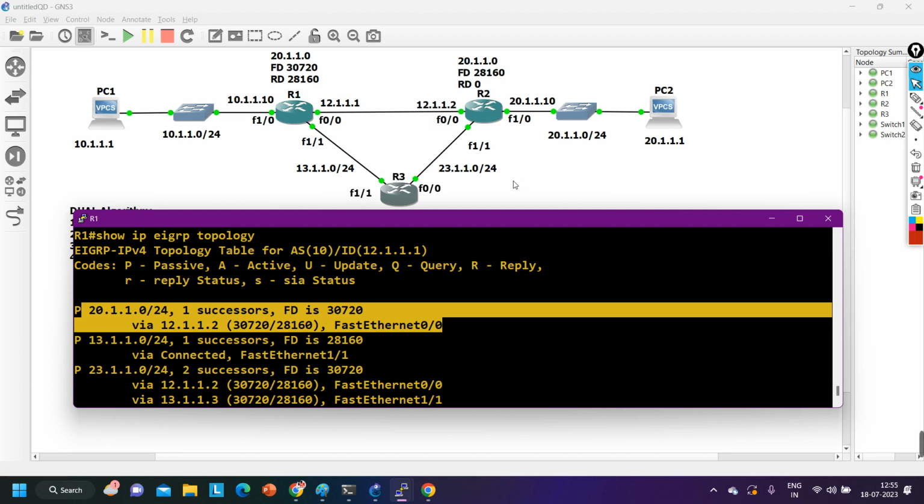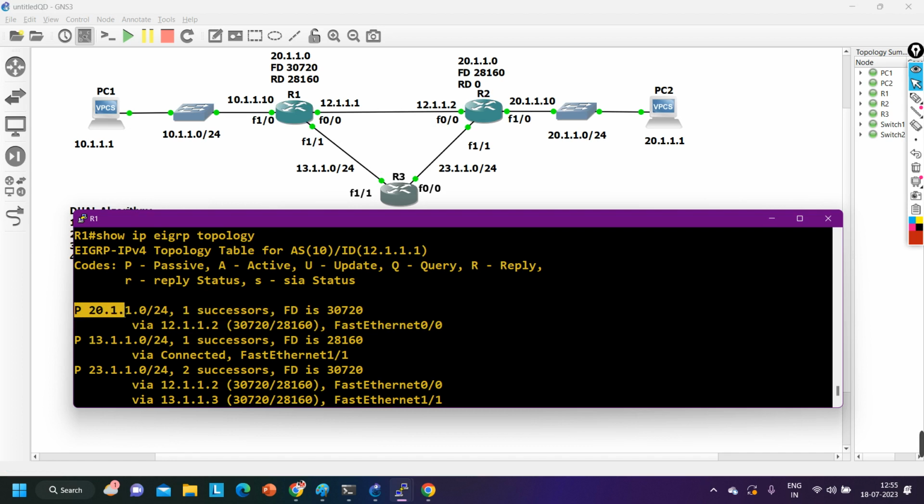I am on router number 1, and on router number 1 we are able to see the EIGRP topology table. Inside the EIGRP topology table there is one network, 20.1.1.0/24, and it's showing there is only one successor. But how many paths do we have? 2. Then why is it not showing the other path?